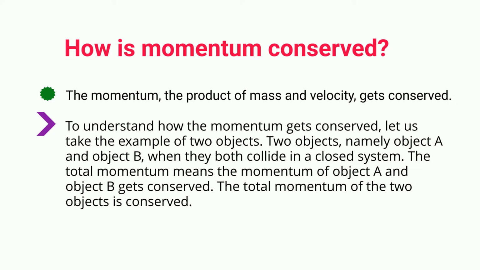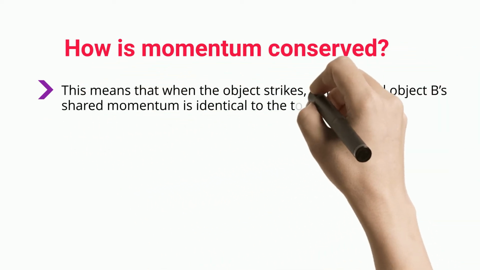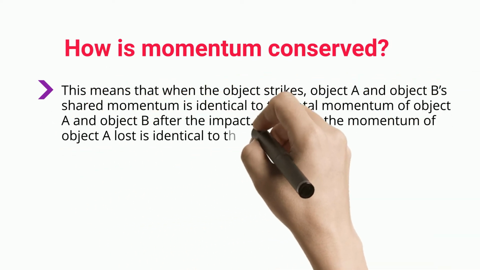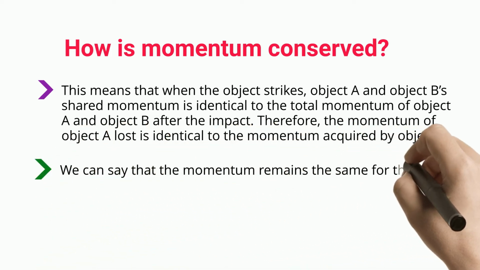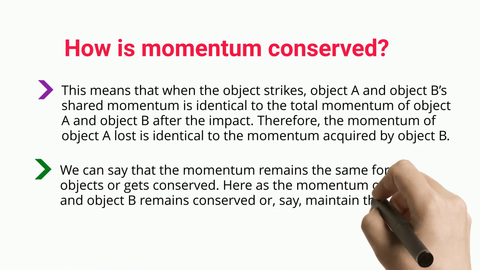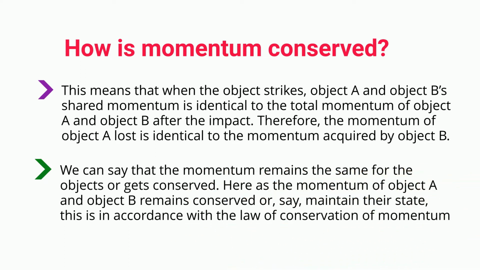The total momentum of the two objects is conserved. This means that when object A and object B strike, their shared momentum is identical to the total momentum of object A and object B after the impact. Therefore, the momentum object A lost is identical to the momentum acquired by object B. We can say that the momentum remains the same, or gets conserved. This is in accordance with the law of conservation of momentum.